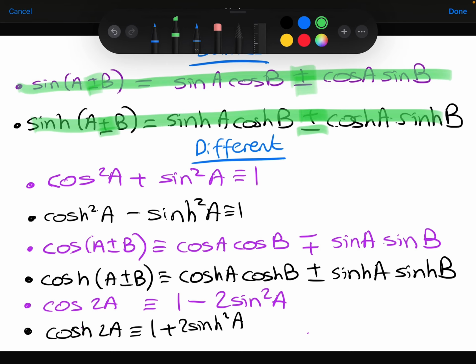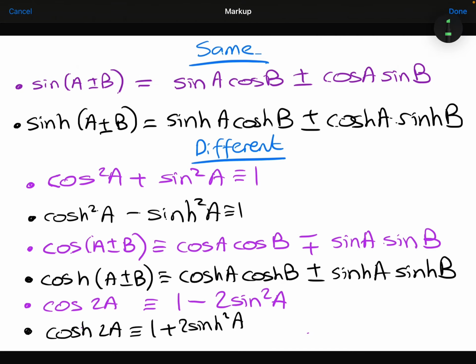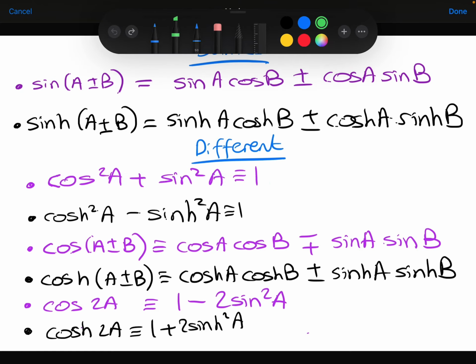Let me just clear that highlight off. So we know that the classic trigonometric identity is sine squared plus cos squared is 1. But the hyperbolic identity doesn't have a plus there, it has a minus. It's cosh squared a minus sinh squared a. So the sign has flipped.